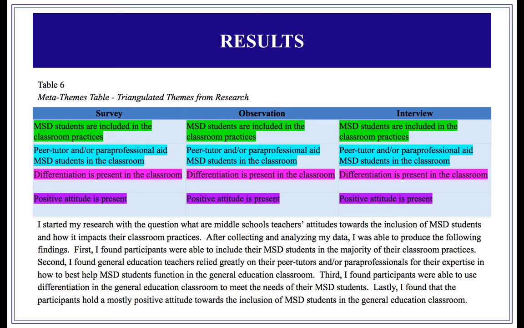Second, I found general education teachers relied greatly on their peer tutors and/or paraprofessionals for their expertise in how to best help MSD students function in the general education classroom. Third, I found participants were able to use differentiation in the general education classroom to meet the needs of their MSD students. Lastly, I found that participants hold a mostly positive attitude towards the inclusion of MSD students in the general education classroom.